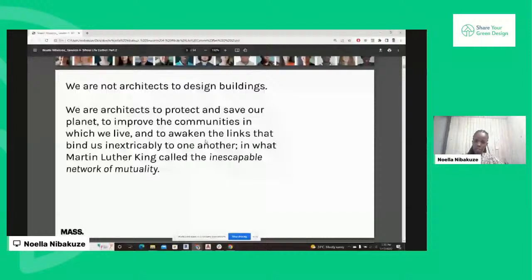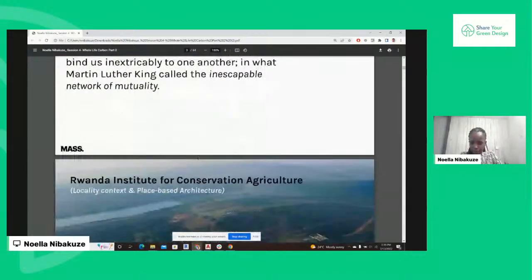One of our mottos is that we are not architects to design buildings. We are architects to protect and save our planet, to improve the communities in which we live, and to awaken the links that bind us inextricably to one another. This is what Martin Luther King called the inescapable network of mutuality. So this drives all our work and designs.